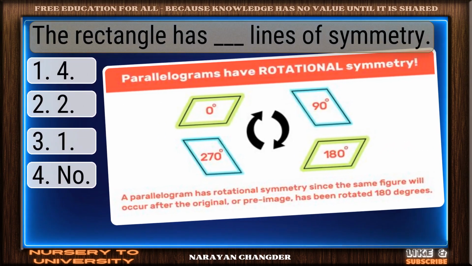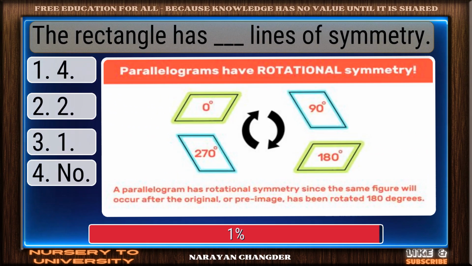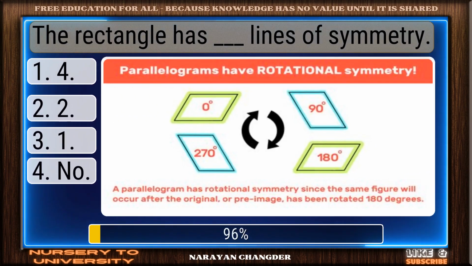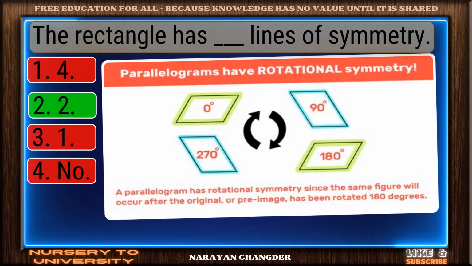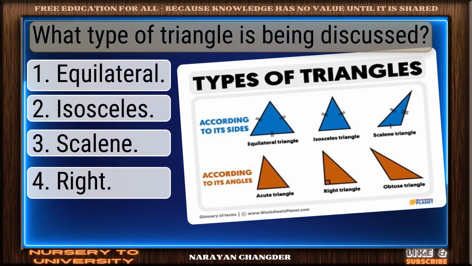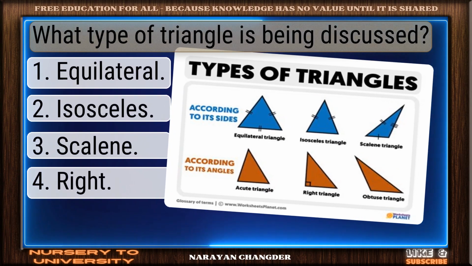Question number 202. The rectangle has dash lines of symmetry. Well reasoned. 2 is the correct choice. Question number 203. What type of triangle is being discussed?